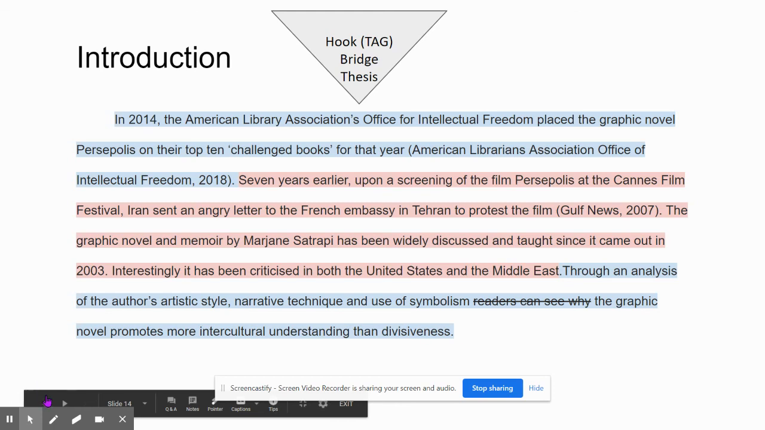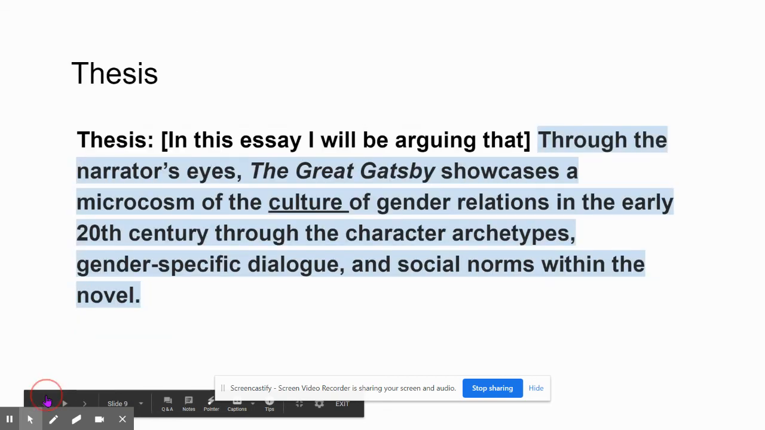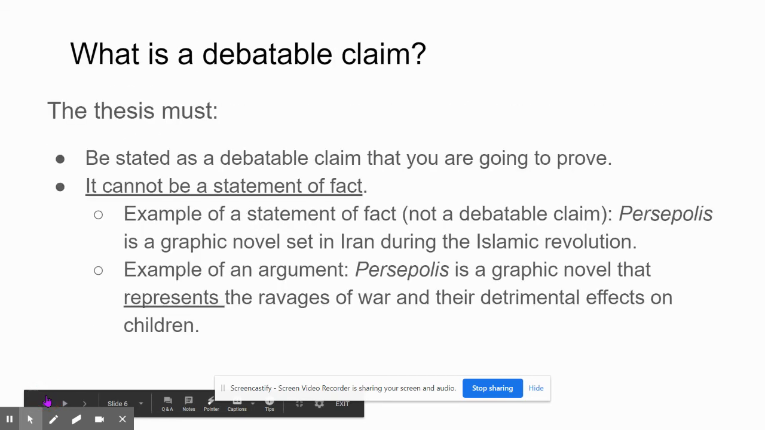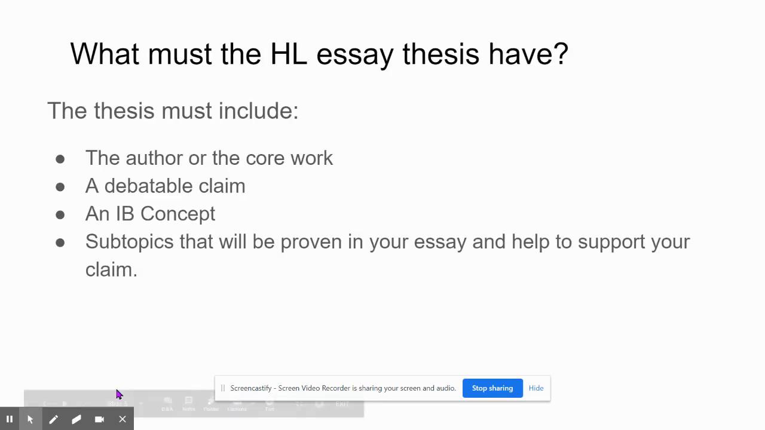Okay, so just to review quickly, you do need to make sure that your HL essay has all of these items: either the author or the core work mentioned, a debatable claim, an IB concept, and a subtopic. Go back and check your thesis, and I'll be asking you all to check each other's theses to make sure that you're including that, because your paper will fall apart if you don't have a strong thesis.